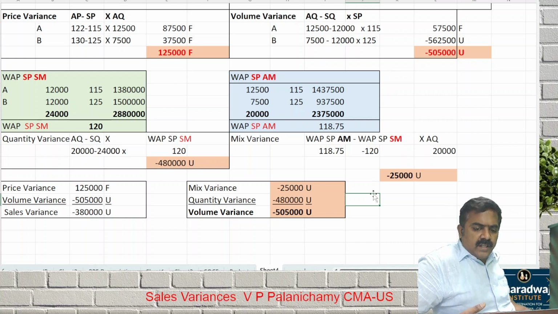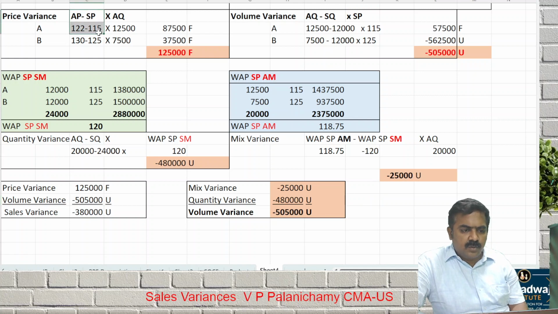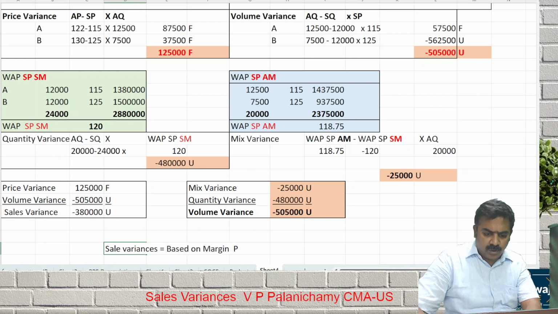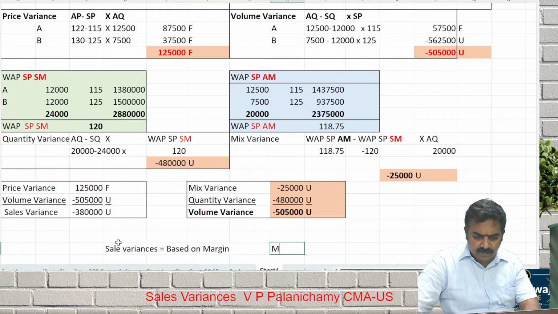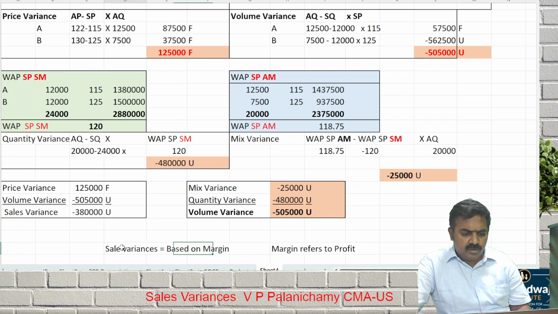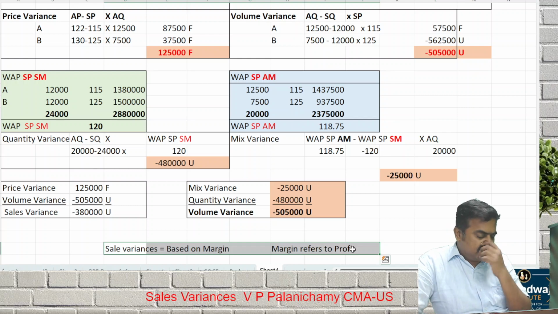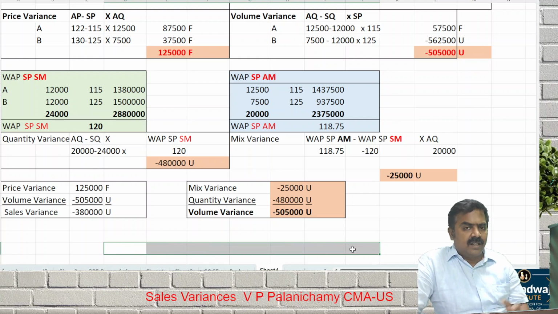So with this, the sales variance is also over. Here, sales variances we work out based on the price. Sales variances can be worked out based on margin also. Margin means profit margin or contribution margin. Based on profit, standard profit, actual profit, we can work out sales variances. Based on margin also we can work out. That we'll do in the next class.